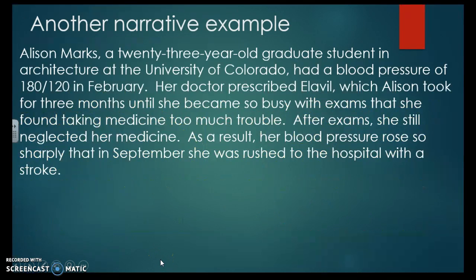Here's another one. Allison Marks, a 23-year-old graduate student in architecture at the University of Colorado, had a blood pressure of 180/120 in February. Her doctor prescribed Elavil, which Allison took for 3 months until she became so busy with exams that she found taking medicine too much trouble. After exams, she still neglected her medicine. As a result, her blood pressure rose so sharply that in September she was rushed to the hospital with a stroke.